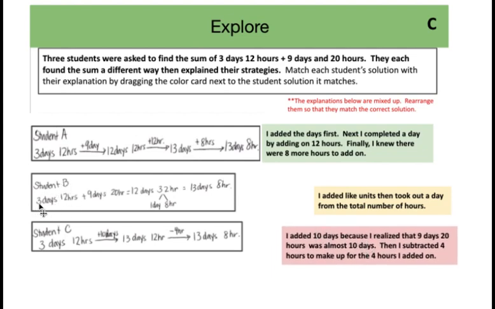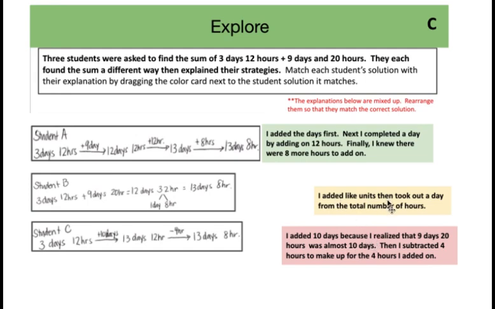All right, now let's take a look at the second student here, student B. So again, they started off with 3 days, 12 hours, plus 9 days, 20 hours, and they just added the like terms right away. So 3 days plus 9 days gives us 12 days, and 12 hours plus 20 hours gives them 32 hours. And that becomes 1 day, 8 hours, right? 1 day has 24, and to get from 24 to 32, it's still 8 more hours. So they added the 1 day to the 12 days, got 13 days, and then we're left over with those 8 hours.